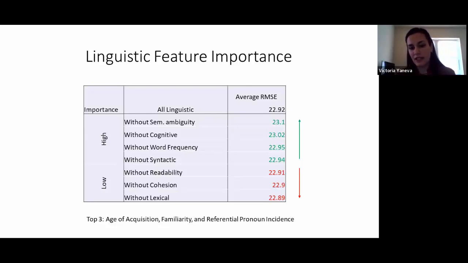So here we can see that the readability, cohesion, and lexical features didn't really add that much of a value, while the semantic ambiguity and the cognitive features were more important than the others. However, each distinct group of linguistic features did introduce some difference at least, so they do have varying signals.